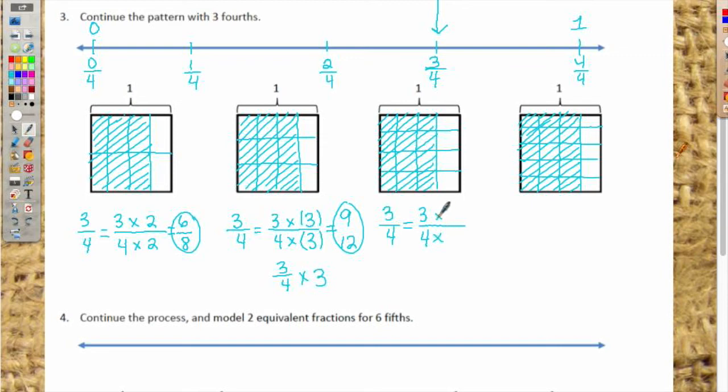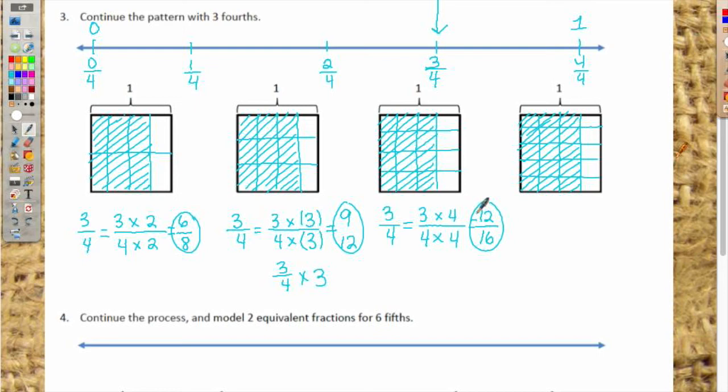3/4 times, Christian, 3/4 times what? How many rows? 4. So 3/4 times 4 would be what fraction, Christian? 12/16.